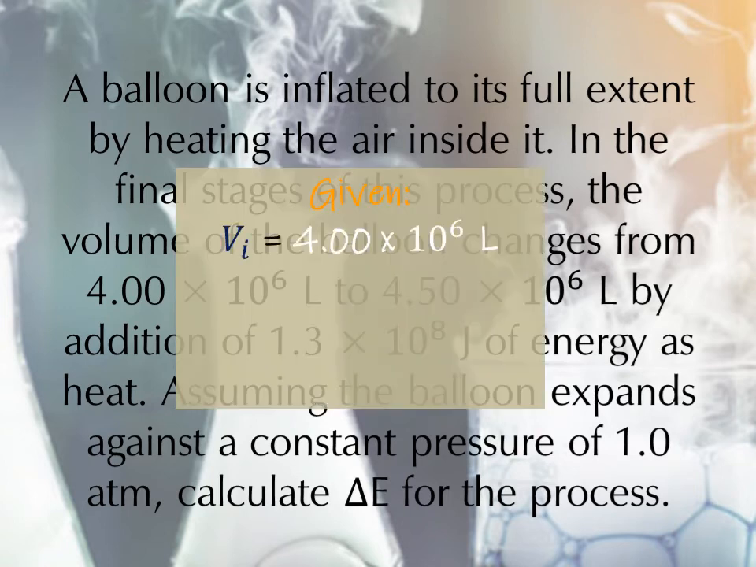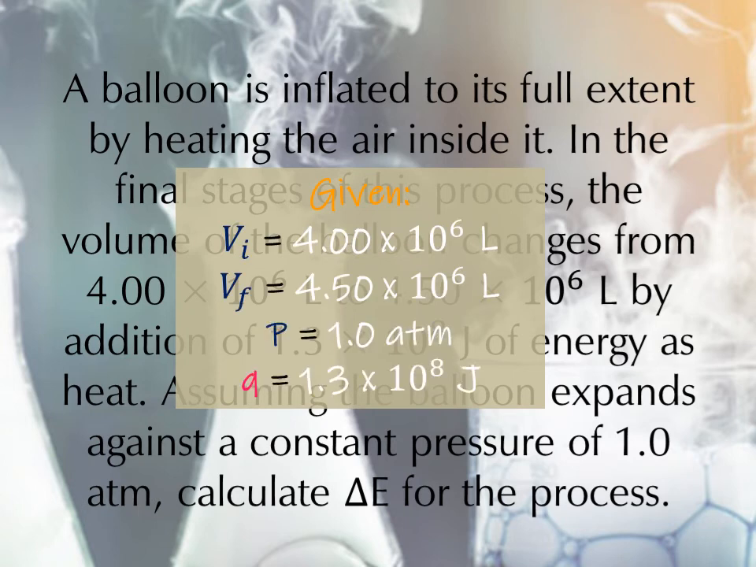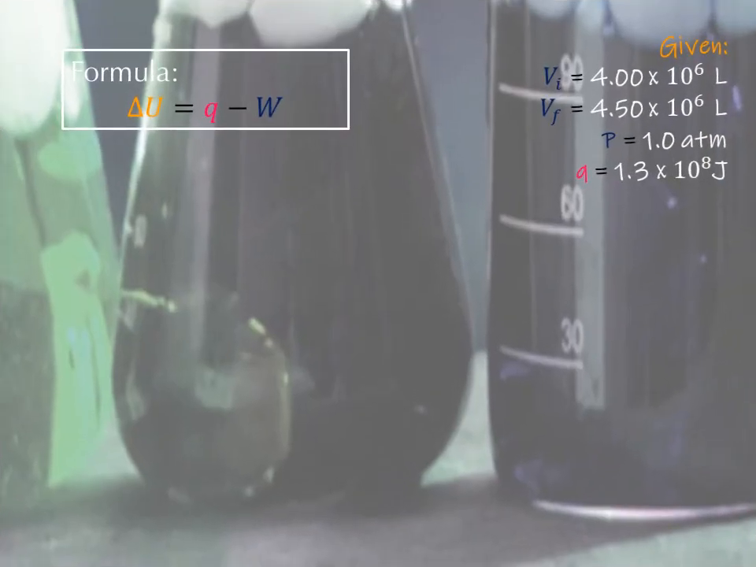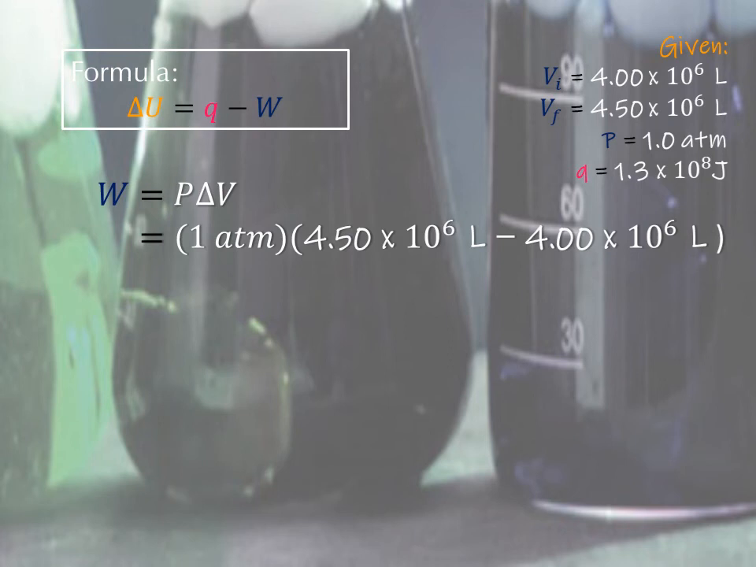The givens are the initial volume, the final volume, the pressure, and the heat. First, we have to solve the work because we are not given the exact amount of work. So, using the givens, we input the pressure times the change in volume, which is final volume minus initial volume. We now have the work.